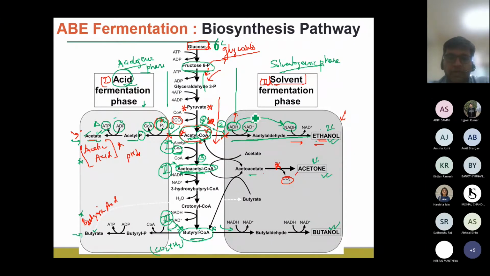So how many moles of, for example, if you start with 1 mole of glucose, we will get 2 moles of the pyruvate. Okay, and from these 2 moles of pyruvate, there is a release of CO2 gas, right? So 2 moles of carbon dioxide are released, and at this particular stage where the acetone is being produced, there is also a release of 1 mole of carbon dioxide.